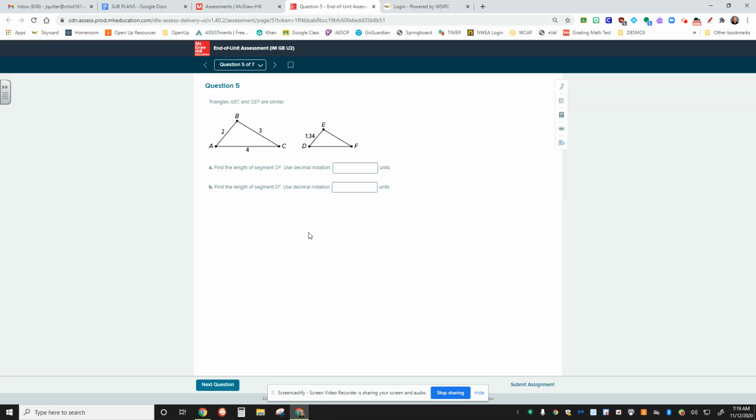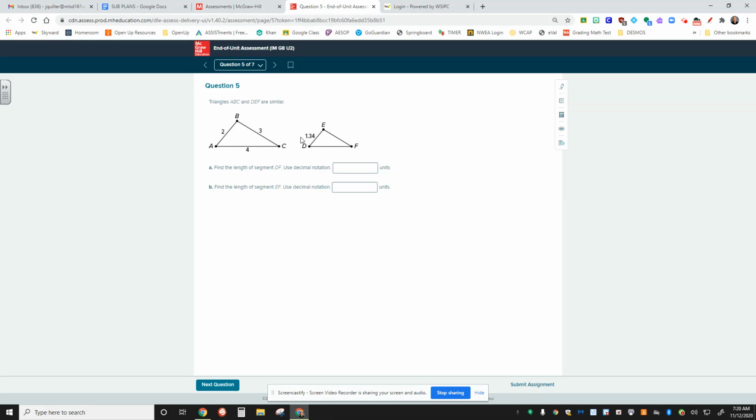Number 5, talking about are the two triangles similar, or excuse me, they are similar, and then telling us what is the length of segment DF down here on the bottom, segment EF up here on the top. Use decimal notation. So pay close attention to those pieces. How did we get from 2 units down to 1 3/4 units?